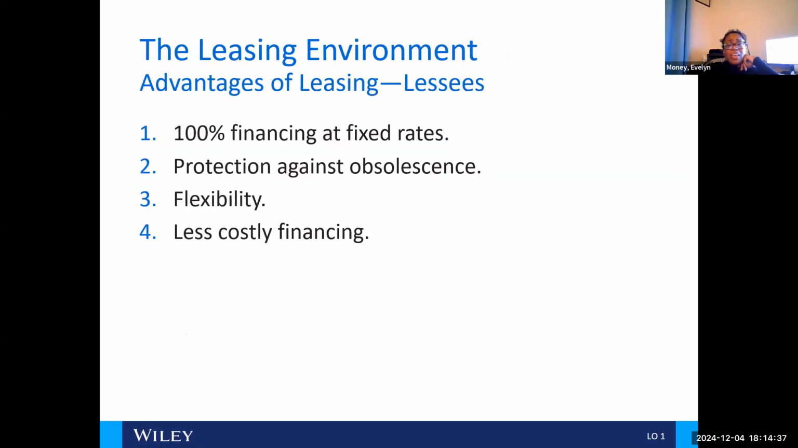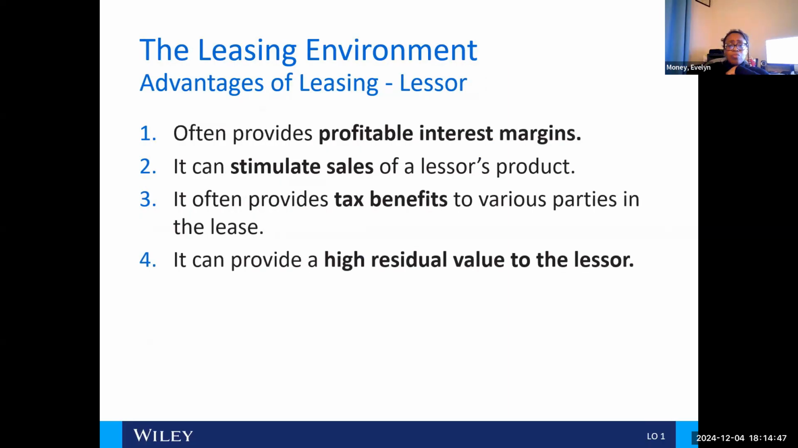All right, so here are the advantages. I mentioned some of them already. We can obtain financing at a lower cost. It gives us that flexibility from the lessee standpoint.